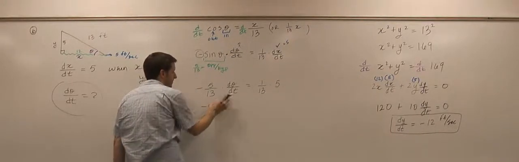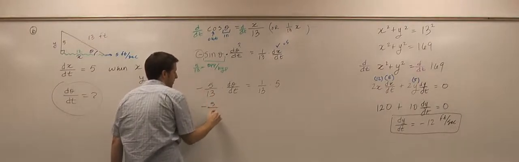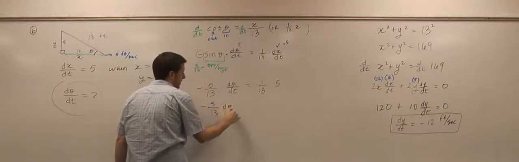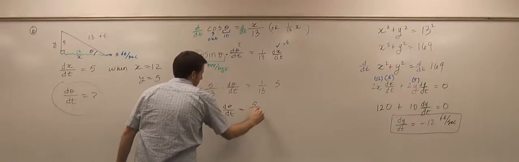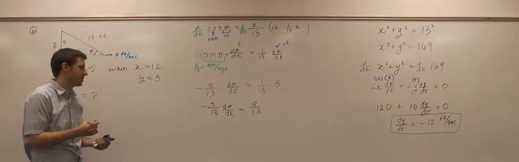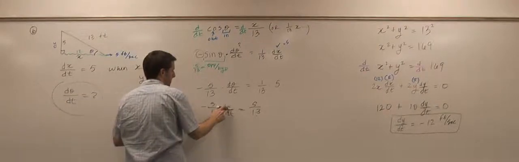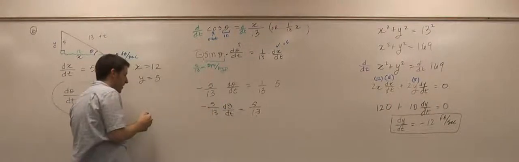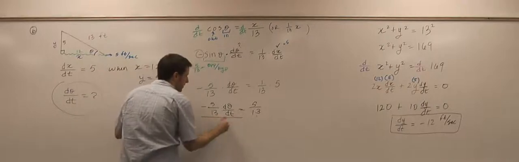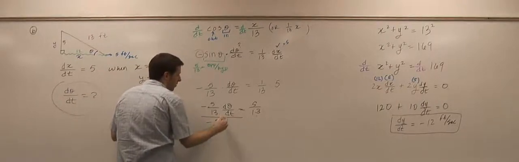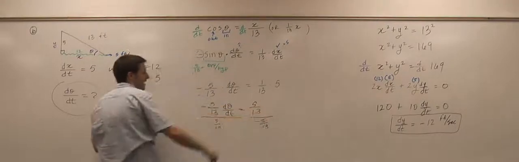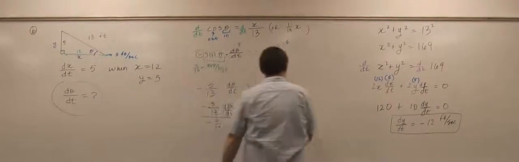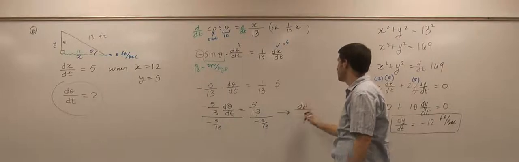So negative 5 over 13 d theta dt equals 5 over 13. So what happens when you divide here? Negative 1. Right, to isolate d theta dt, you divide by negative 5 over 13, or multiply by the reciprocal. These are the exact same fraction. So d theta dt equals negative 1.